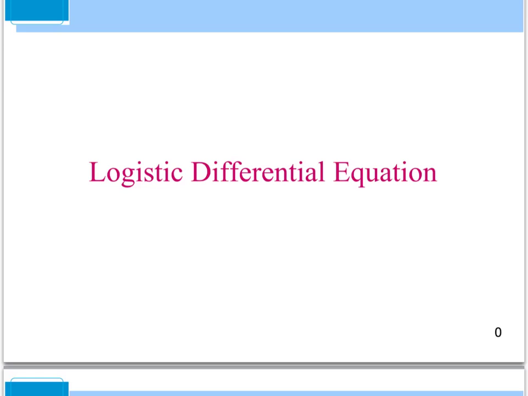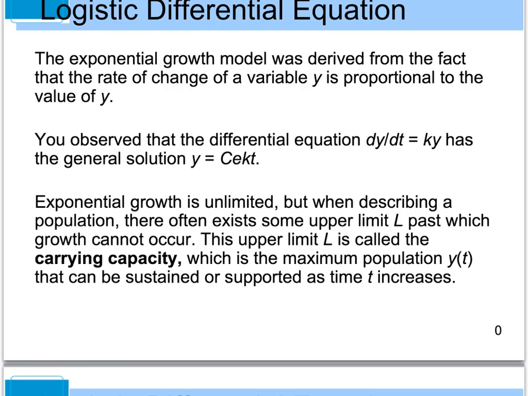The final thing we're going to look at in this section is called Logistic Differential Equations. We know that the exponential growth model was actually derived from the fact that the rate of change of a variable y is proportional to the value of y. And from the last couple of sections, we looked at the derivative of y with respect to t in a proportional equation, dy/dt equals ky, has a general solution of y equals ce to the power of kt. Now, we've also discussed the fact that even though exponential growth is unlimited, when we're dealing with populations, we have an upper limit called a carrying capacity that we don't exceed as time increases.